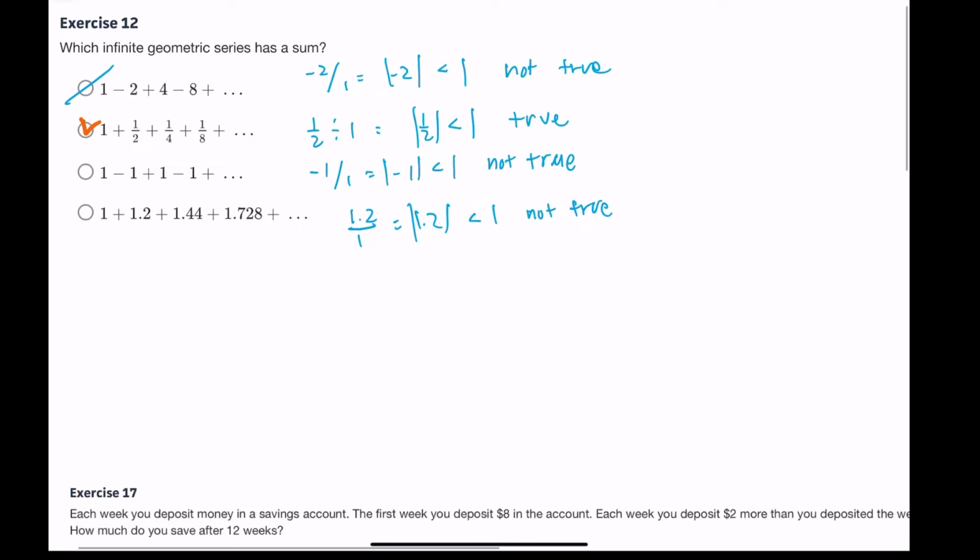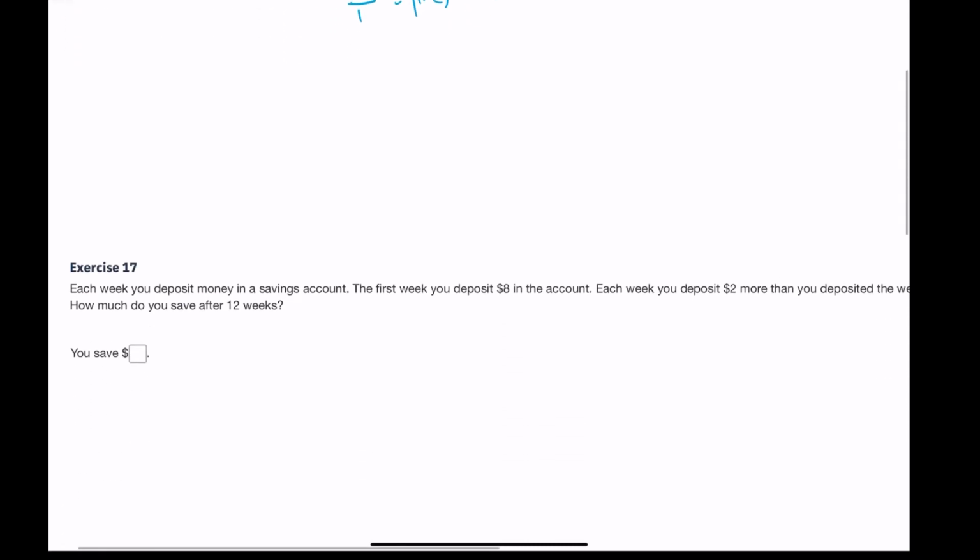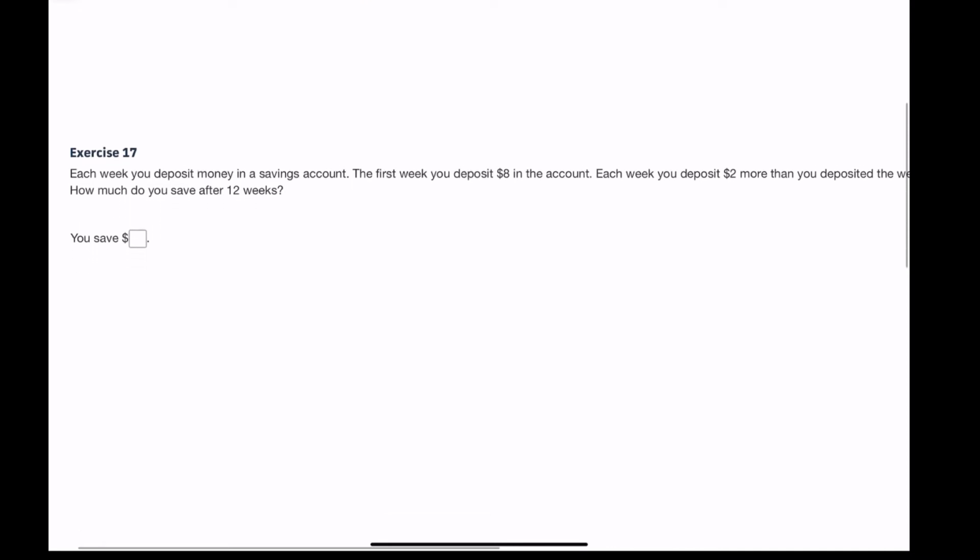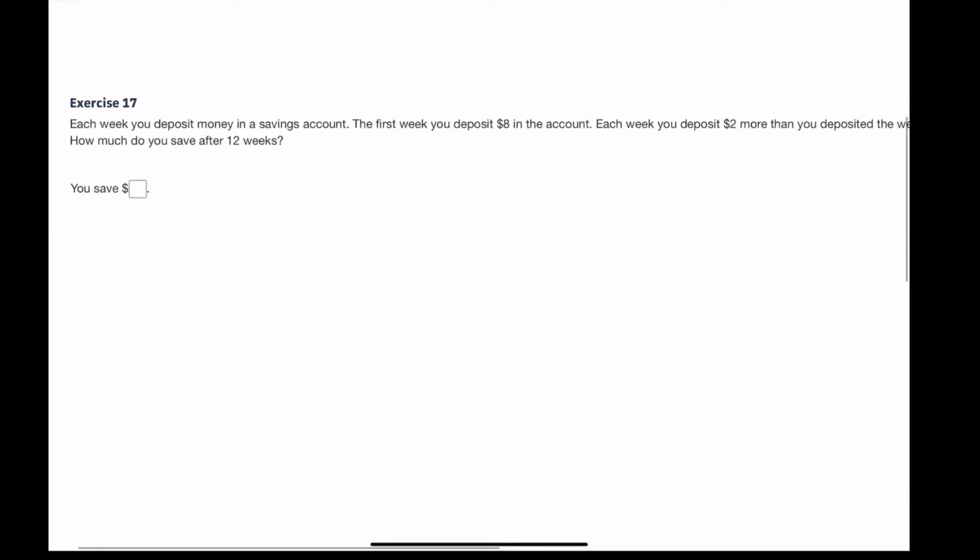Right. The next problem we're going to take a look at is number 17. So number 17, it says each week you deposited money in a savings account. The first week you deposit $8 in the account, and then each week you deposit 2 more than you deposited the week before. So in these problems, sometimes we have these word problems where we're dealing with interest, or it could be either an arithmetic or a geometric series.